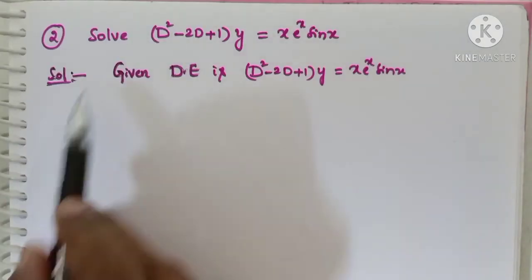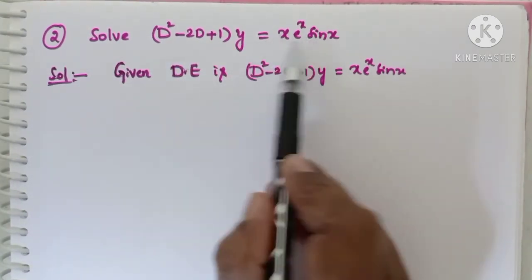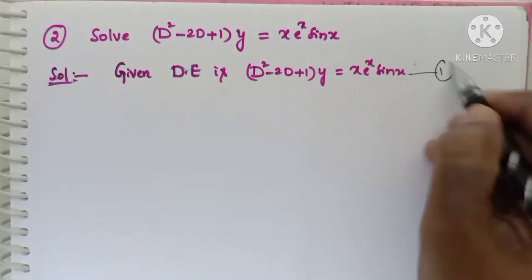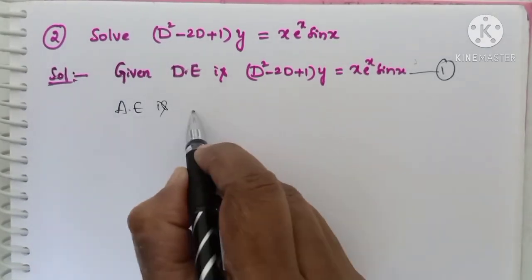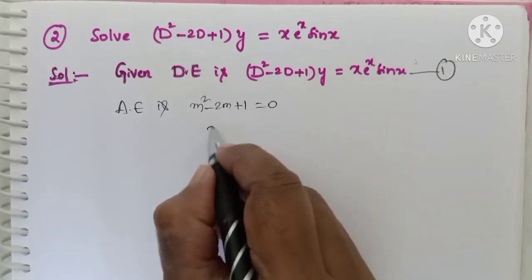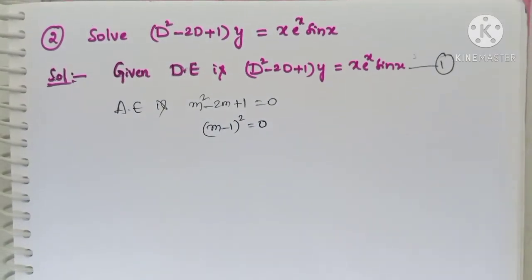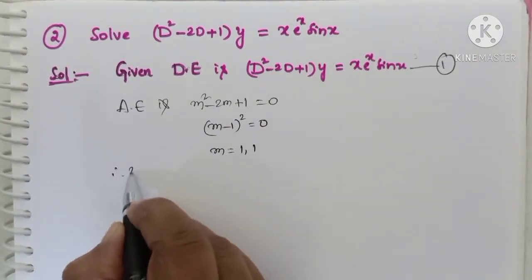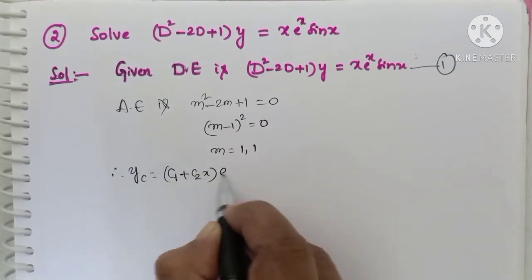Now we shall see one more problem. Solve d square minus 2d plus 1 into y equal to x into e power x into sin x. This is the given differential equation. Auxiliary equation is m square minus 2m plus 1 equal to 0, m minus 1 whole square. In the last problem we have seen it has two equal roots 1, 1. Therefore complementary function yc is equal to c1 plus c2x into e power x.